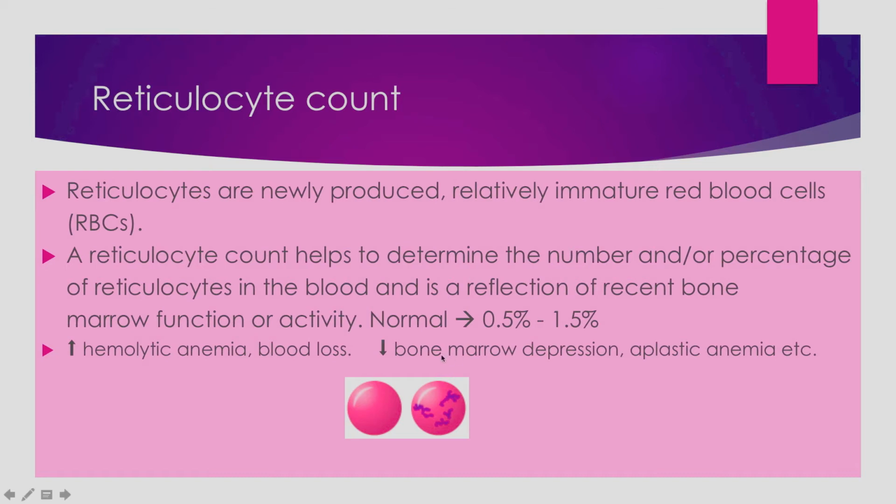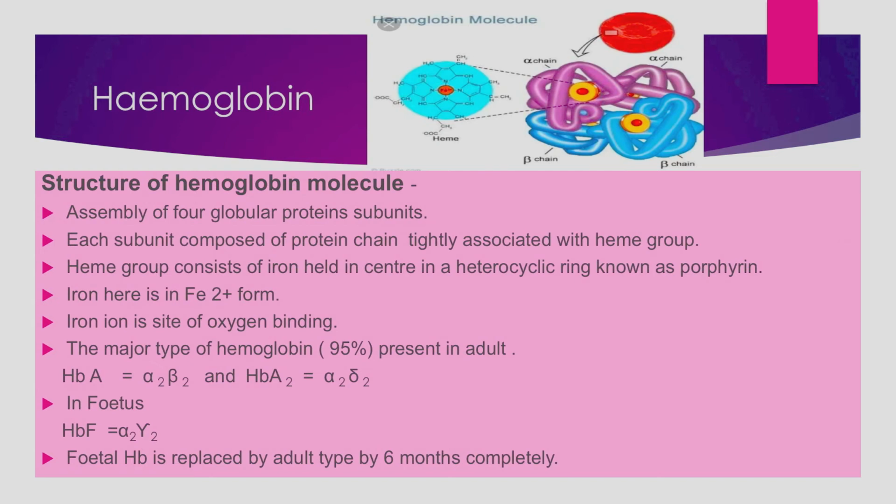So in these cases there will be bone marrow depression and there will be fewer reticulocytes, less than 0.5%. Or in aplastic anemia. Aplastic anemia is again a condition where the red blood cells, WBCs and platelets are reduced. So let us talk about the next investigation after reticulocyte count.